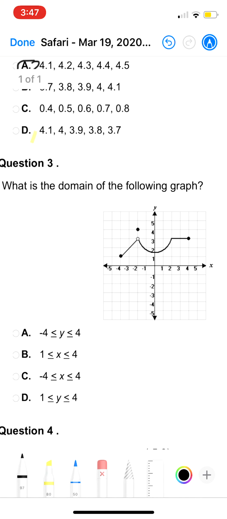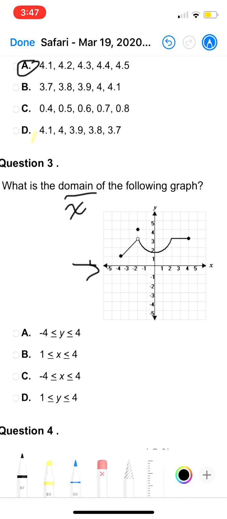The next one, we're given a graph. It's asking, what is the domain of the following graph? This graph starts right here, and it follows this little, weird pattern. So it's asking for what the domain is. And now remember, domain are your x values.